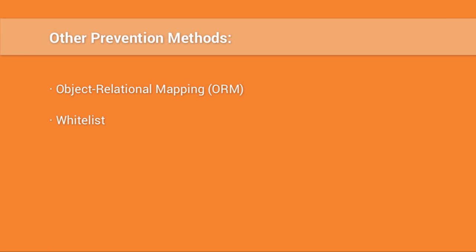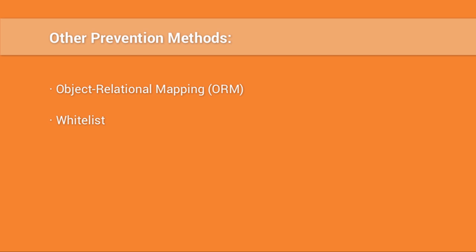Lastly, I want to discuss two other methods of prevention. One is by using an ORM, or Object Relational Mapping library, to perform SQL queries. When used correctly, and unless there is some obscure vulnerability in these libraries, they safely abstract a developer from performing raw queries, and much like parameterized queries, separate the SQL query from the data provided by the user.